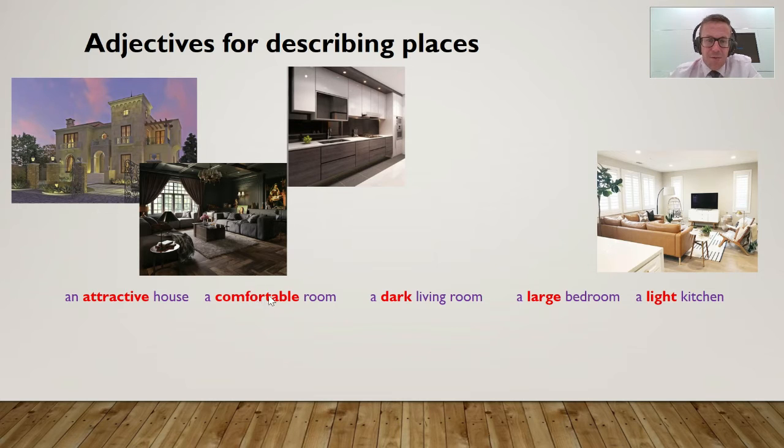Comfortable, you might say this one is comfortable. Both of them are comfortable, where it's a nice place to sit and relax. A dark living room. This room is dark because there's not much light. We have big curtains here and the lights aren't on. A large bedroom. Large is another word for big. A light kitchen. Here we have a light kitchen because there's nice bright lights at the top here.